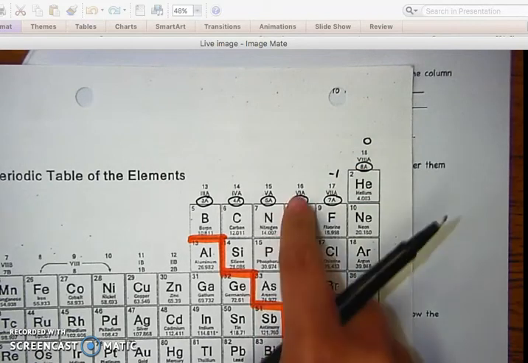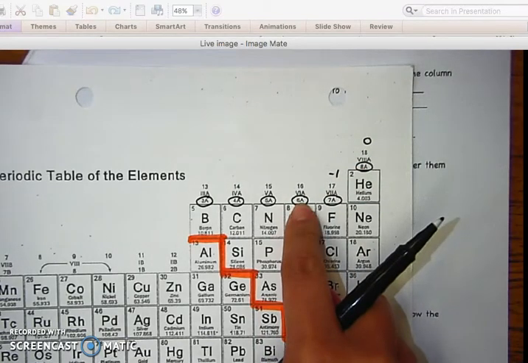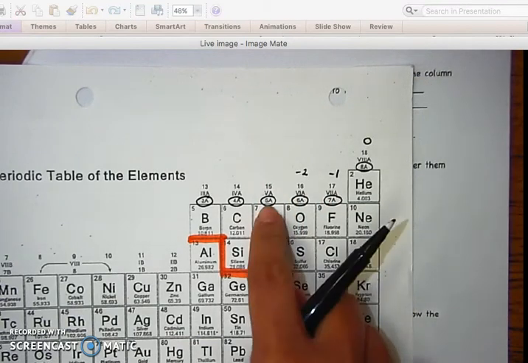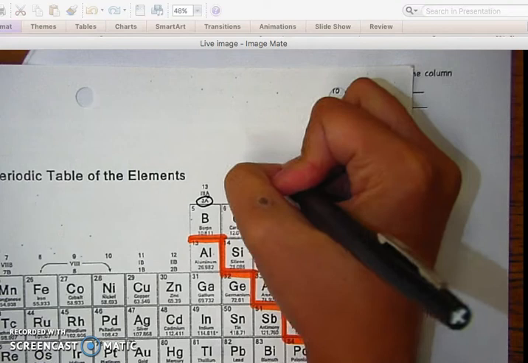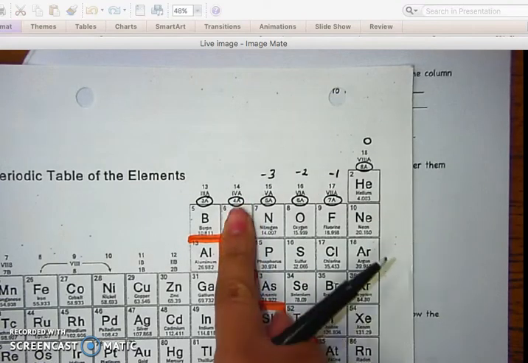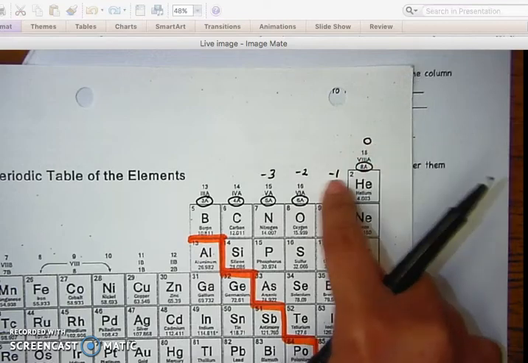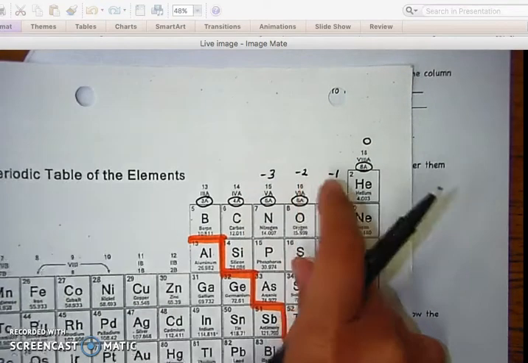Okay. These guys over here, it's 6 minus 8, so we get a charge of -2. These guys here, we have 5 minus 8, so we get a charge of -3, right? And the carbon and silicon we're not going to worry about. So if you just remember, it's going backwards. It's 0, -1, -2, -3 here, and that's where that comes from.